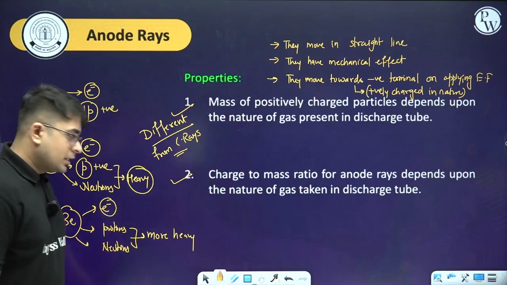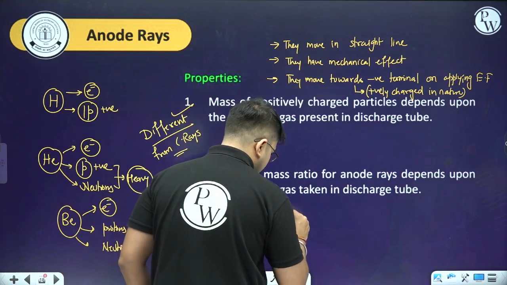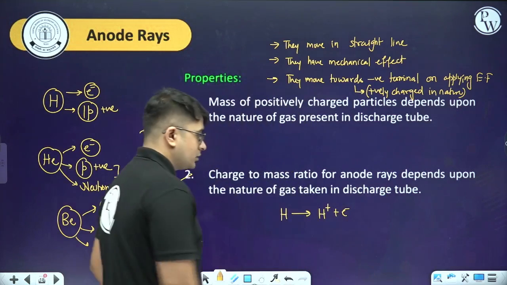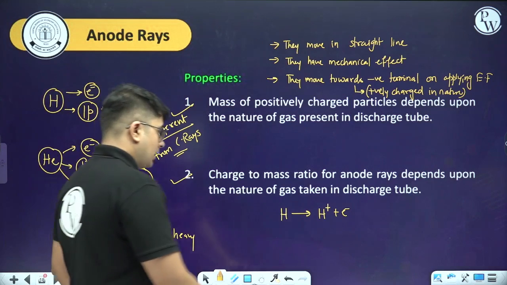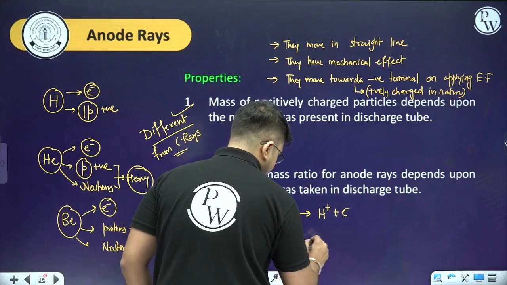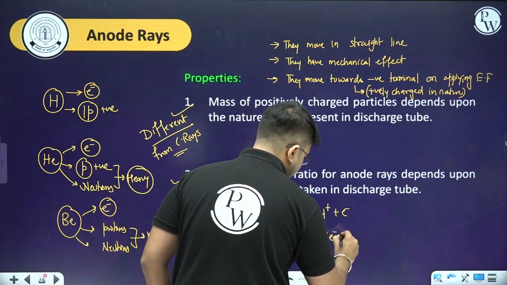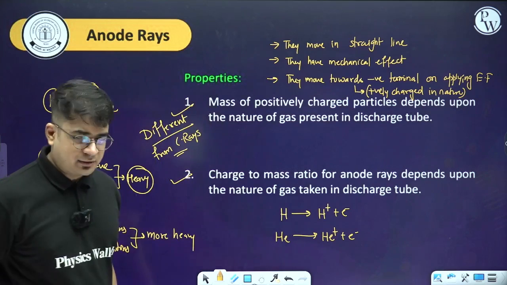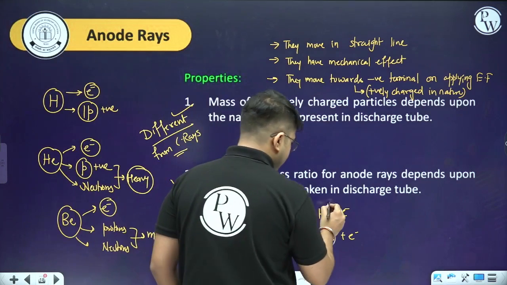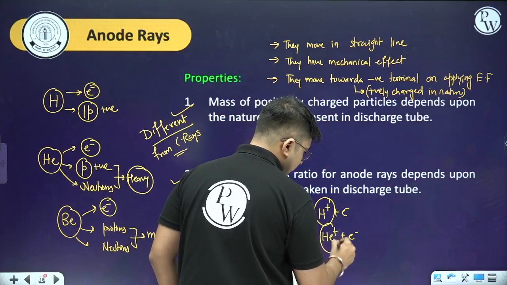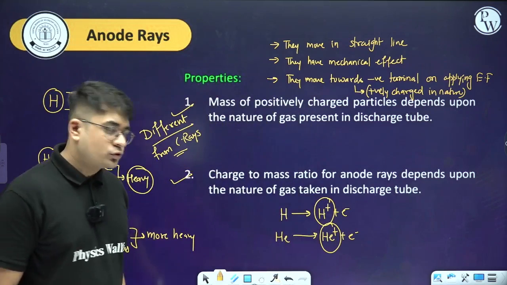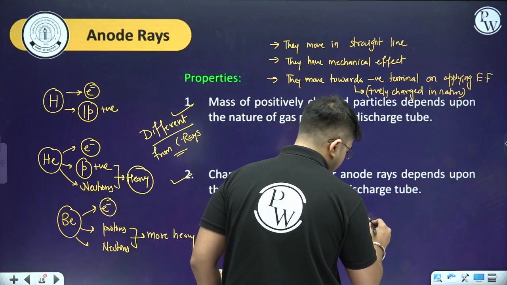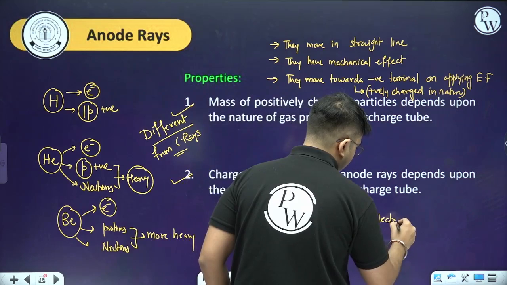Now, let's say I am using hydrogen, and after ionization you will be left with H+ plus electrons. Let's say I am using helium. After the removal you will be left with He+ as well as an electron. Whatever positively charged part I am using, every time the negatively charged part is the electron only.